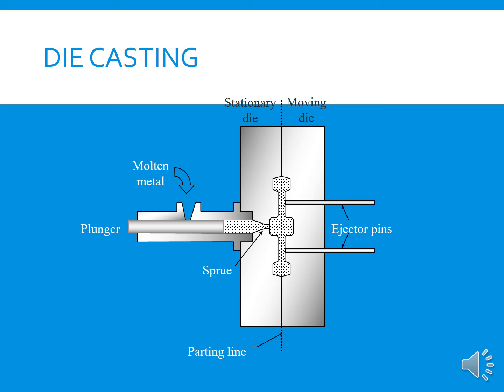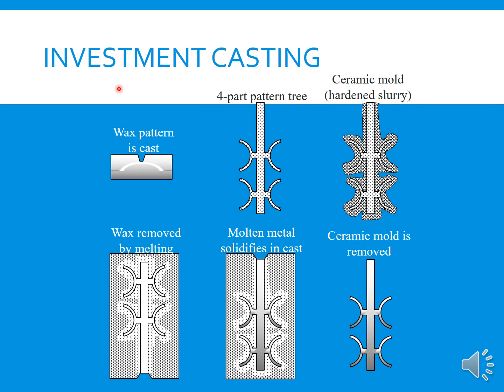Okay, with die casting. And then we have investment casting. Investment casting, actually we have two processes. First we create the wax pattern, and after we get the pattern, we combine the wax patterns. Then we use the ceramic mold to harden the slurry, the outside one, and then we put it inside the sand mold.